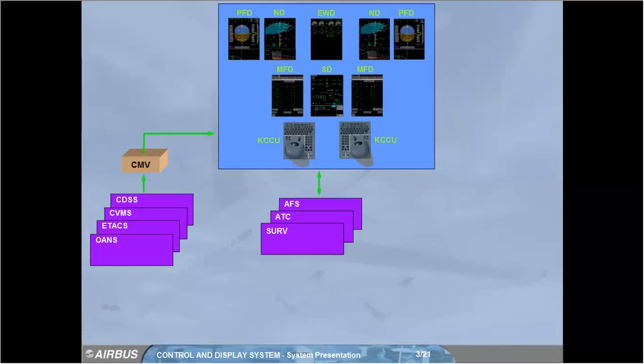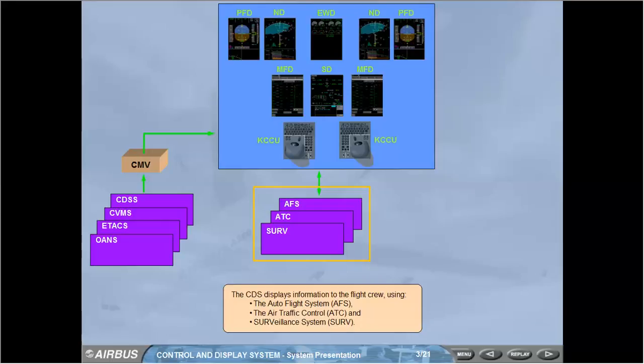CDS displays information to the flight crew using the Auto Flight System, AFS, the Air Traffic Control, ATC, and Surveillance System, SURV.